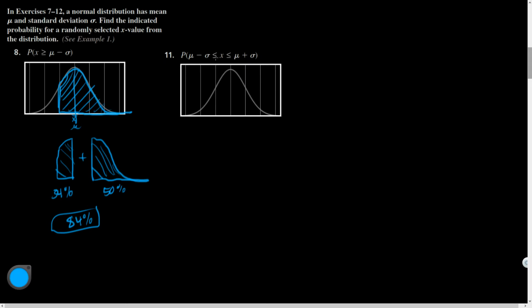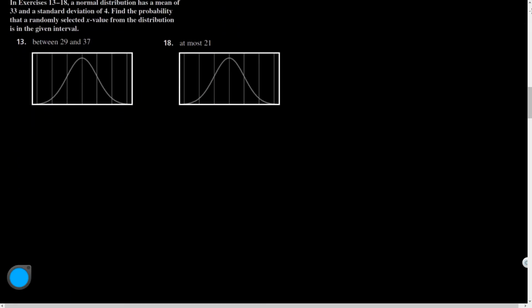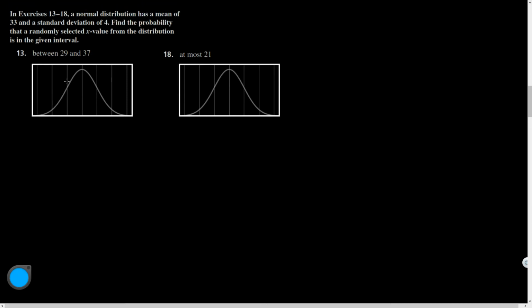Then they ask, what's the probability that x is between the mean minus 1 standard deviation, that's right here, and the mean plus 1 standard deviation? This one's actually an easy one once we interpret what it means. So I gave you the graph to shade it, and that's actually just straight up 68%.